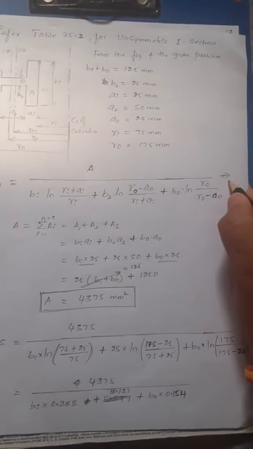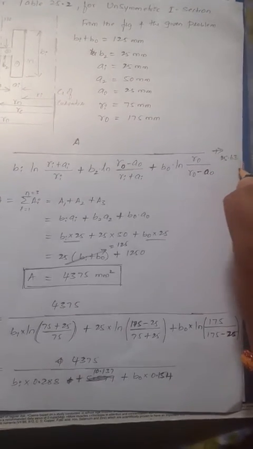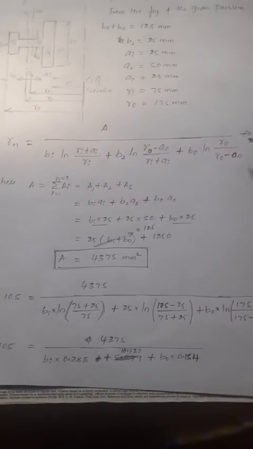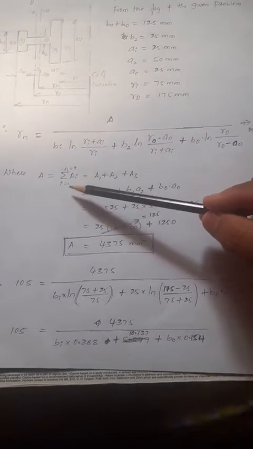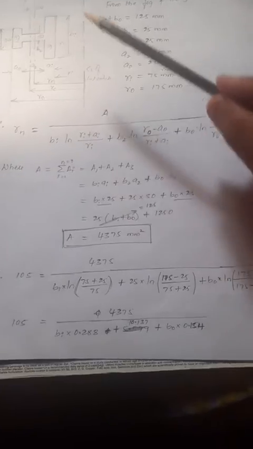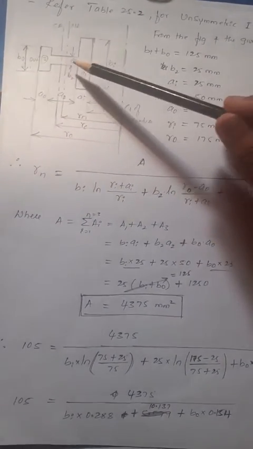Check, it may be 25.63. Verify this equation number. Then substitute. We know what A is: A is the vector sum of all the Ai's, where i varies from 1 to 3 portions, portions number 1, 2 and 3. These are rectangular portions.